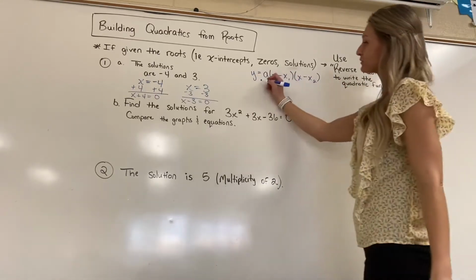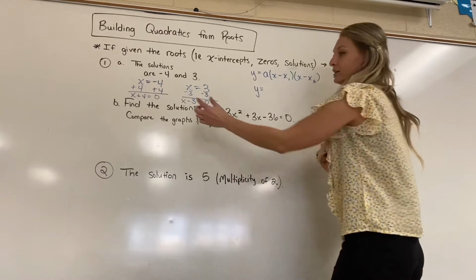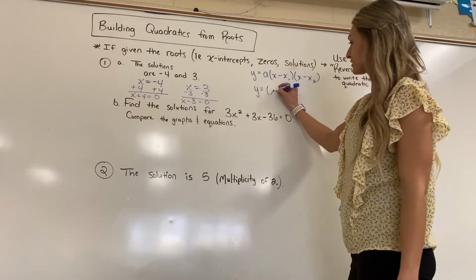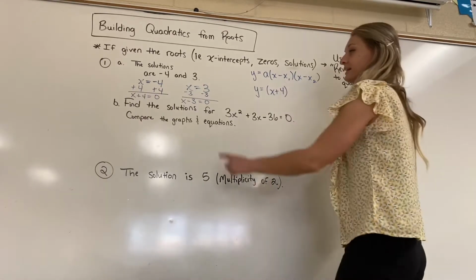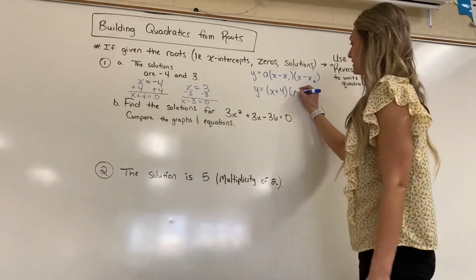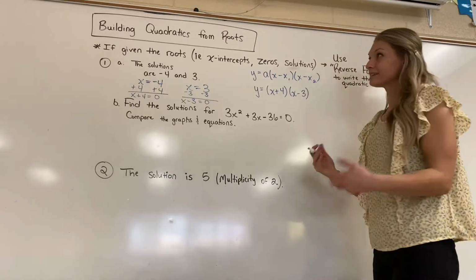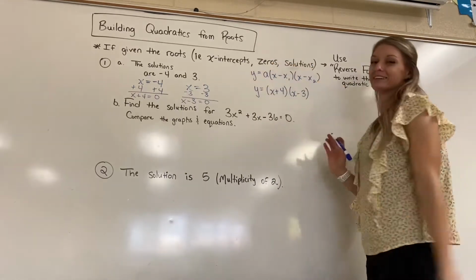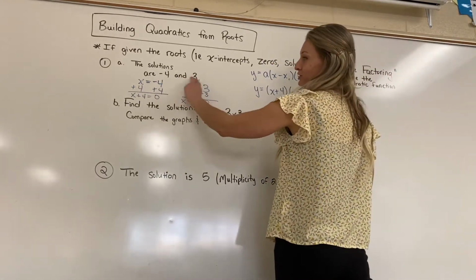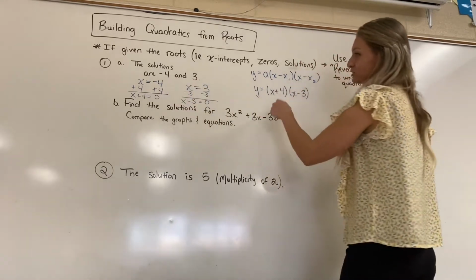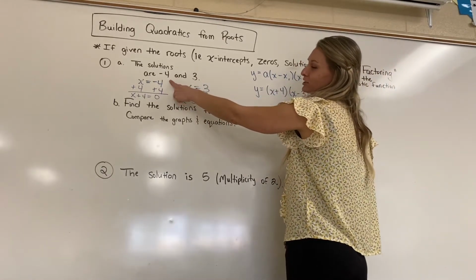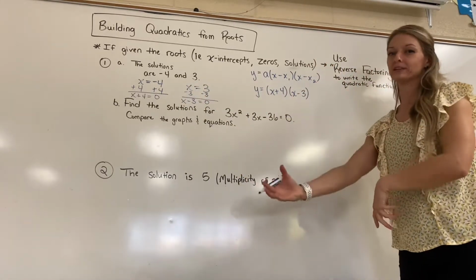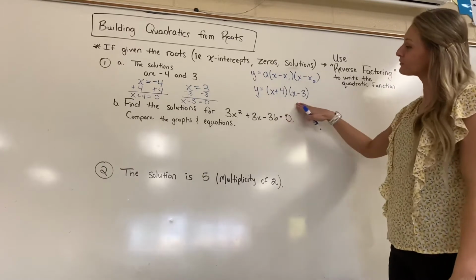To put it in factored form, it's y equals, you take the x plus 4, what you got as one of your factors, and you put it in parentheses. And then you take the other factor and you put that in parentheses. That is a quadratic equation that represents this function, okay? If you actually solve this, you'll notice that it has x-intercepts of -4 and 3. So kind of think about the opposite of what we did yesterday, okay? So that's the factored form of it.